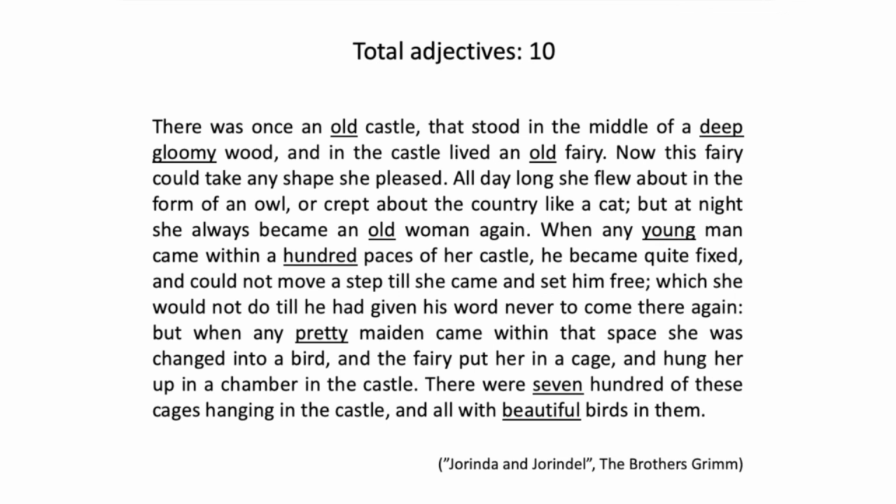Notice how 100 is an adjective when placed before the noun paces. But 7 is an adjective before the noun 100. 100 can both be a noun and an adjective, depending on how it is used in a sentence.